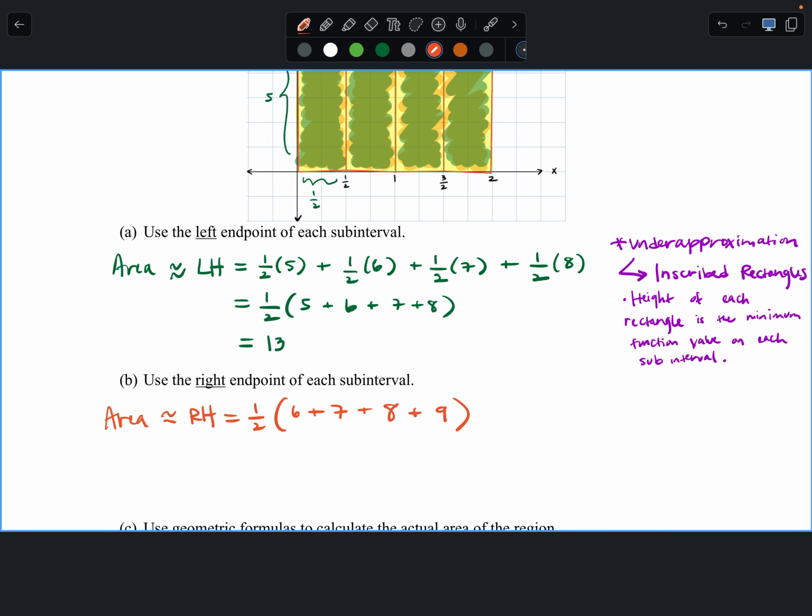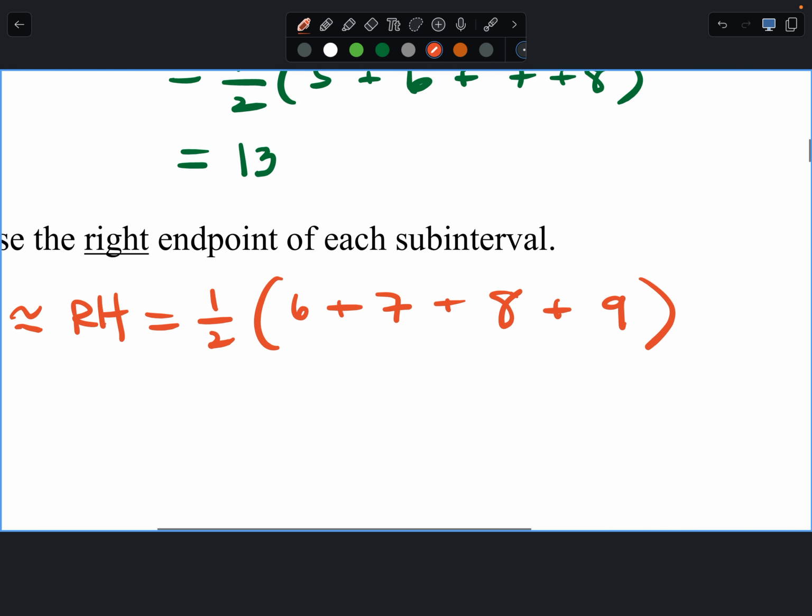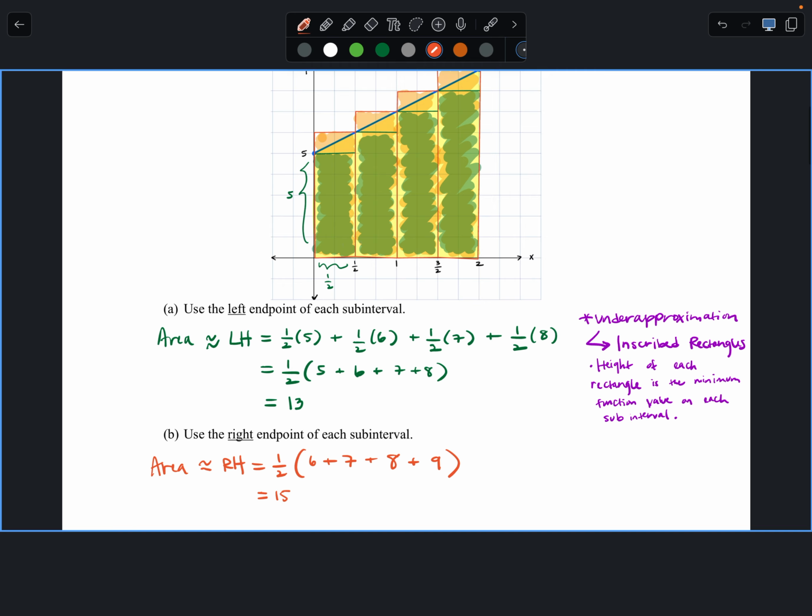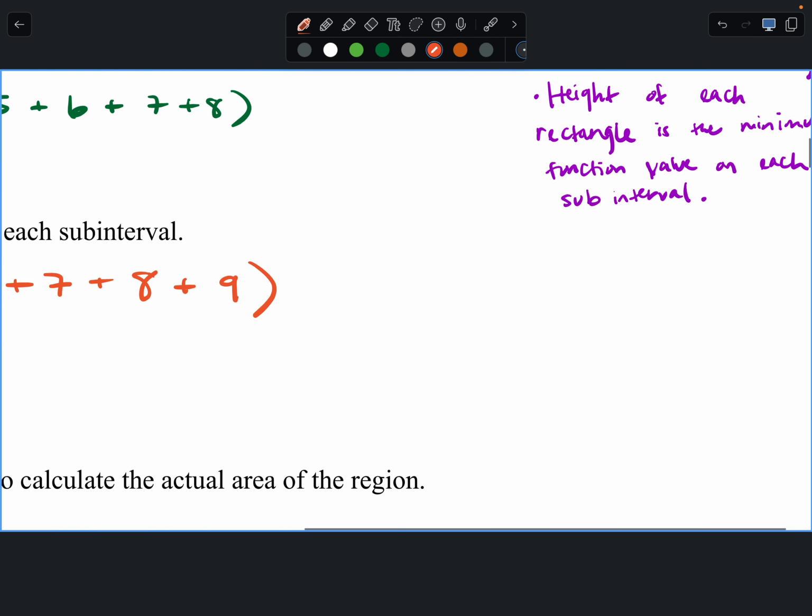Okay, so that ends up being, you can check my math, but I have written down 15. Do we agree with that? Is 15 going to be an under approximation or an over approximation? Are we all in agreement? Are we all comfortable with why that's an over approximation? Okay, wonderful. So it's an over approximation.